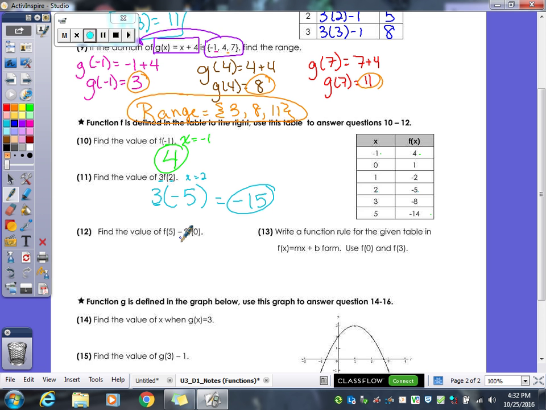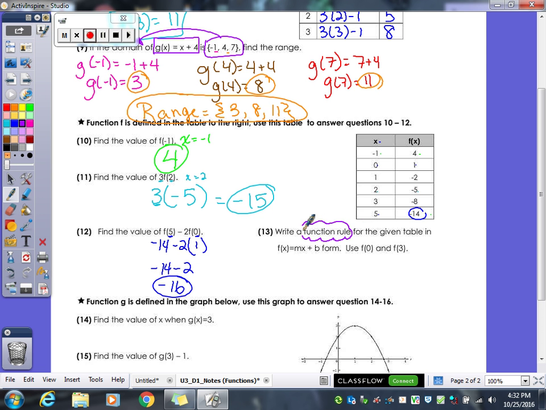12, they want us to go ahead and subtract some of them. So we're looking for where x is 5. So I go to x, go to where it's 5. I get a negative 14. And then they want where x is 0. So I go to 0. I get a 1. So I have to multiply first. I get a negative 2. Subtract those and I get a negative 16.